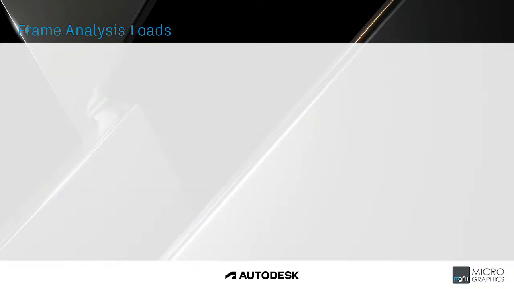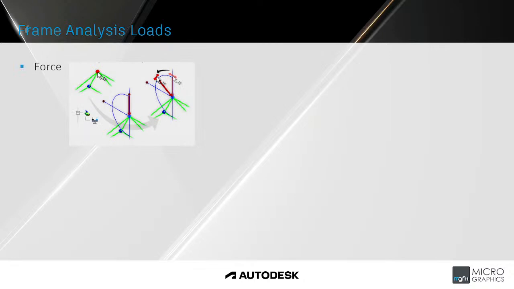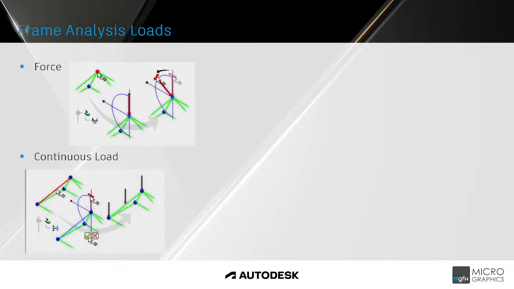Next, we're going to look at the frame analysis loads, the different load types that you get. First, you get your force. Your add force defines a force of a specified magnitude to be applied on the selected beam or node. Then you get your continuous load. This defines a uniform load distributed along selected beams, defining the direction and magnitude of the uniform force.